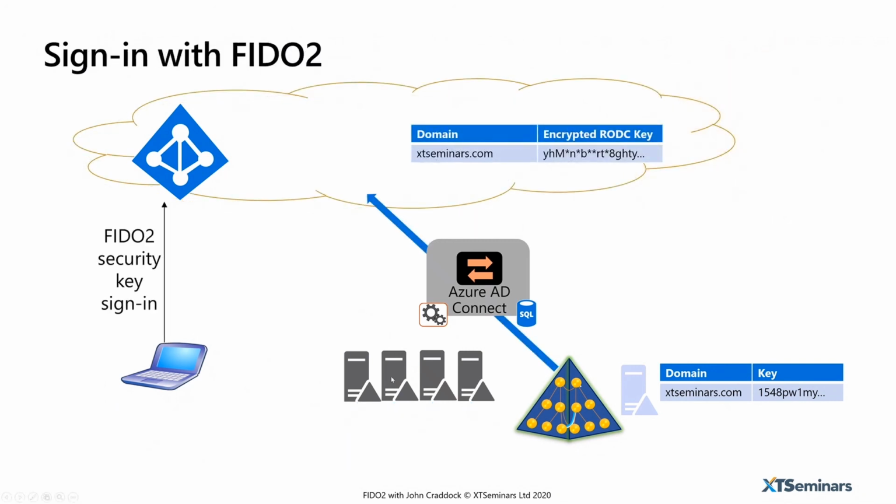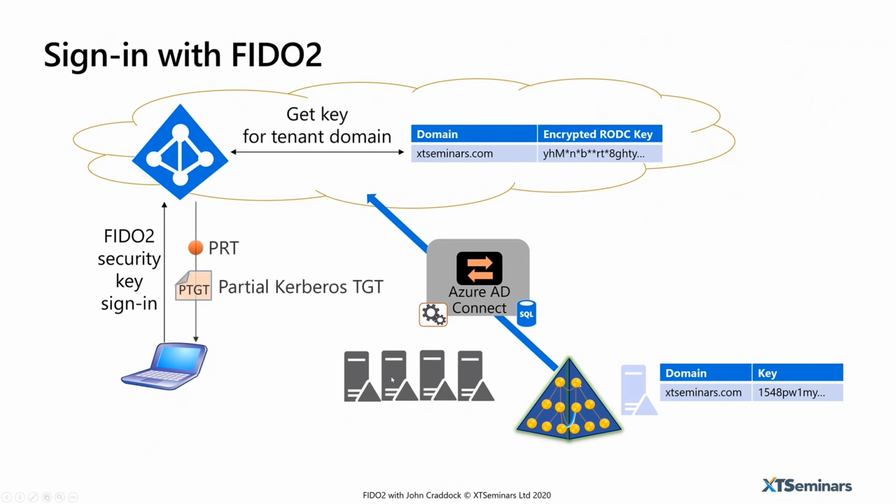So now we sign in with FIDO2, and at the same time as getting a PRT back, we get a partial Kerberos TGT. And that Kerberos TGT has no authorization data in it at all. But what the client can do is swap it now for an on-prem full-blown TGT. And with that, we've now got single sign-on against on-prem devices. So anything protected with Kerberos, we've got single sign-on for. And actually, it also supports NTLM as well.